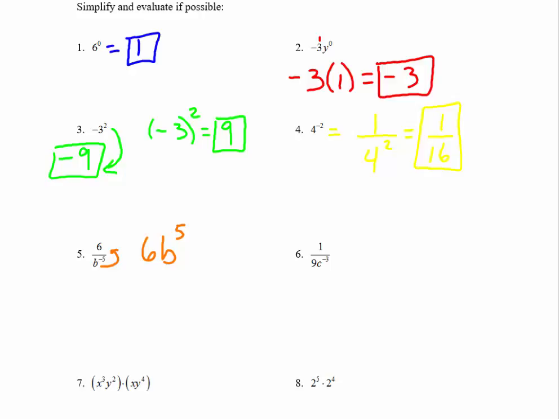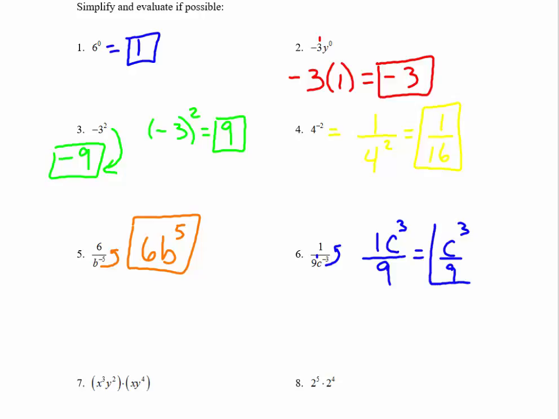We don't need a 1 because it's understood to be there, so our answer is 6b to the 5th. So on number 6, be careful not to get flip happy. The only thing that has a negative exponent is c. 9 has a power of 1, so the 9's not going to move. Just c to the negative 3 is going to move up. So the 1's on top, c cubed goes up and becomes positive, but 9 stays in the denominator. We don't need the 1 because it's understood to be there, so we get c cubed over 9.